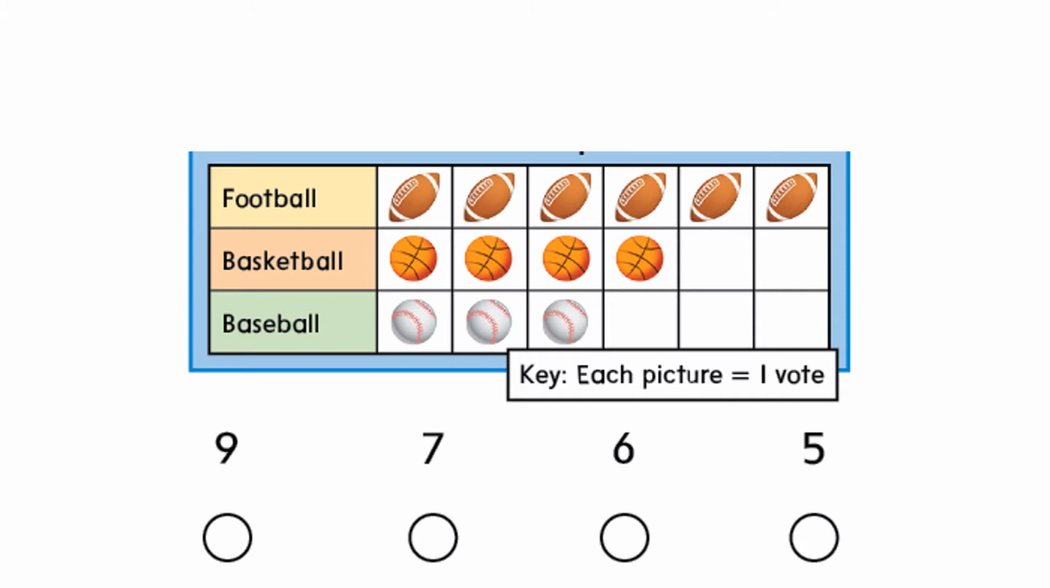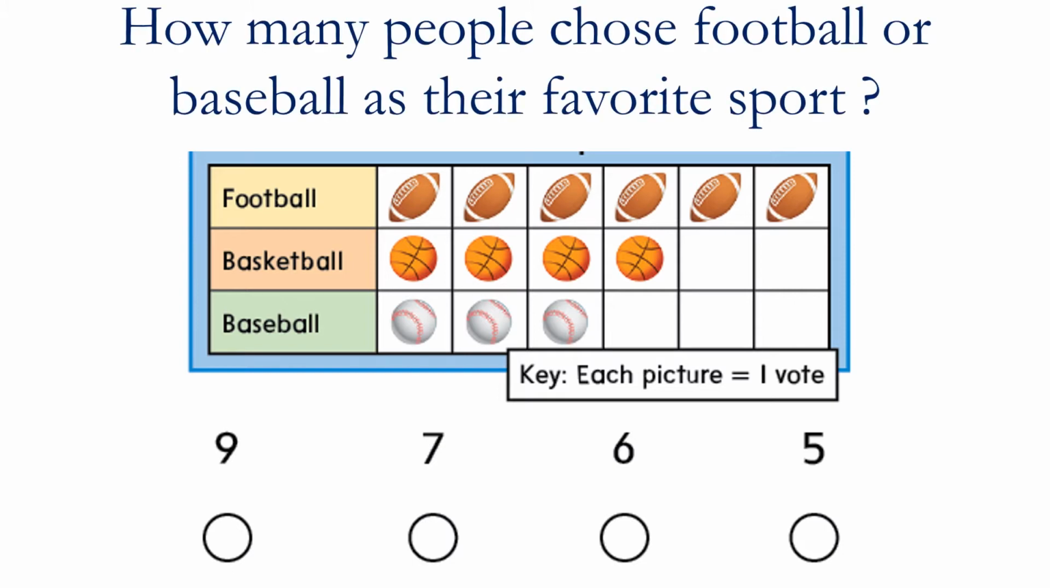So let's start by looking at this here. Now, how many people chose football or baseball as their favorite sport? Well, we can see that there are three sports listed here. And the key, where it says key, each picture equals one vote. That tells you how to read this. So how many people chose football or baseball as their favorite sport?